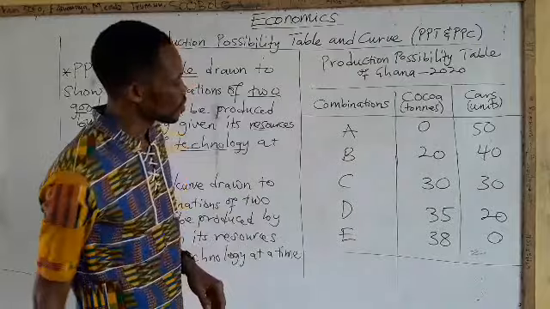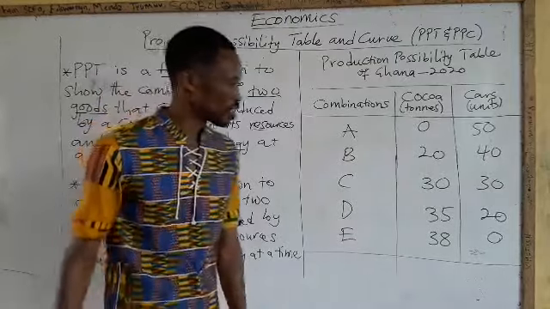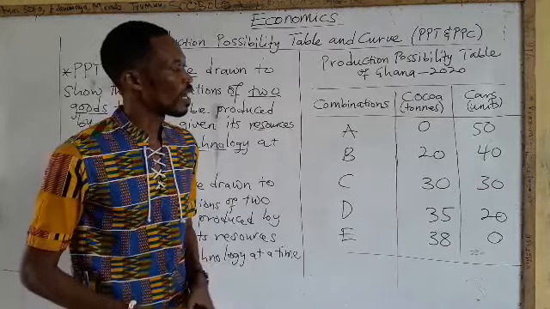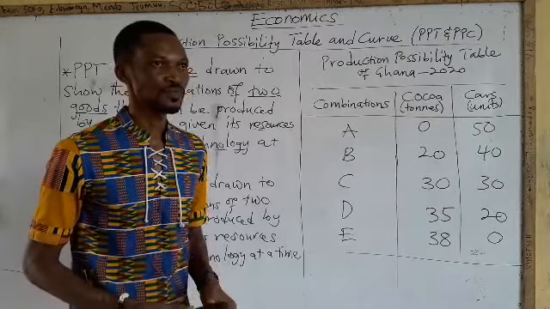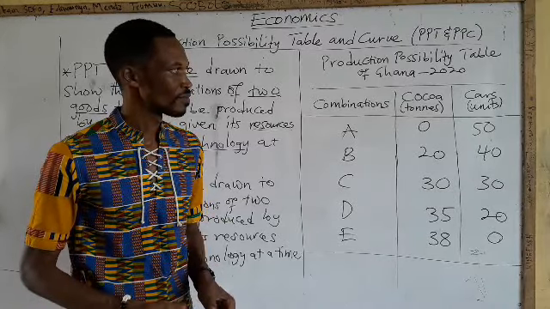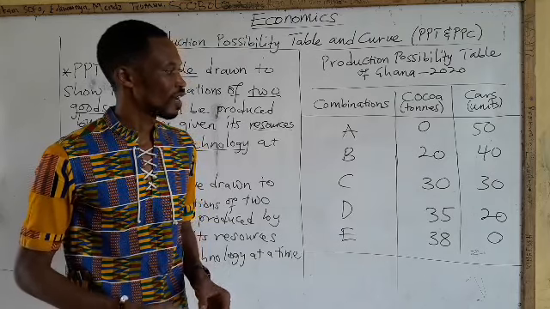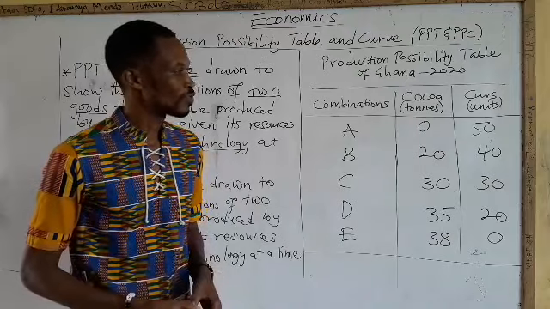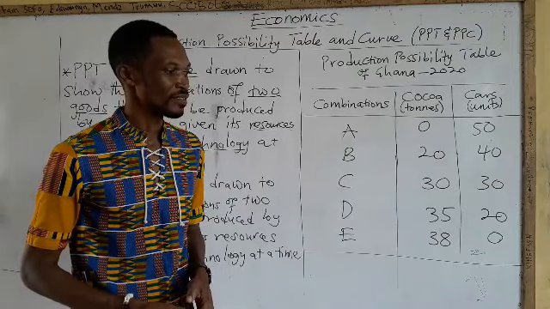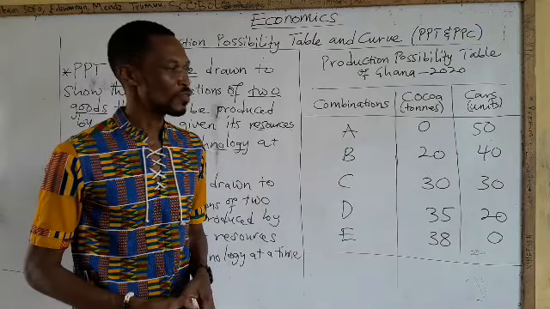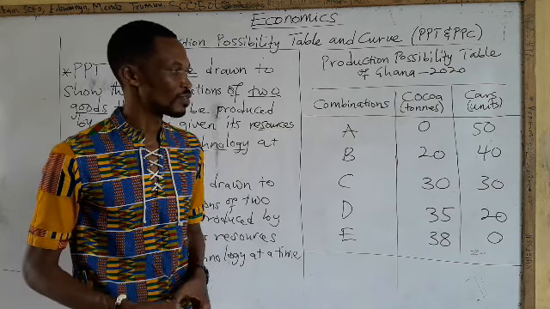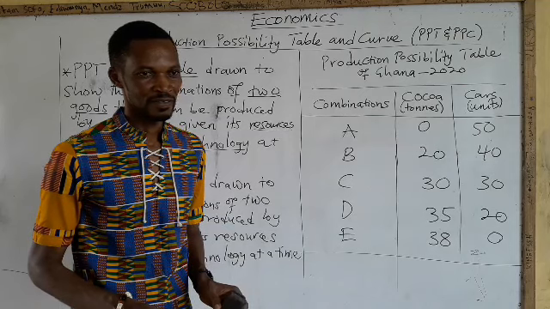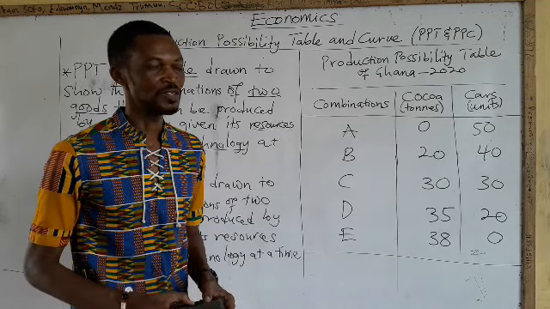Okay, so let me ask you this question. When the country chooses combination D, what will be the quantities of cocoa and the quantities of cars? Surely your answer should be 35 tons of cocoa and 20 units of the cars. I believe that you are not tempted to say 35 and 20 and leave it like that. Don't be tempted to say so.